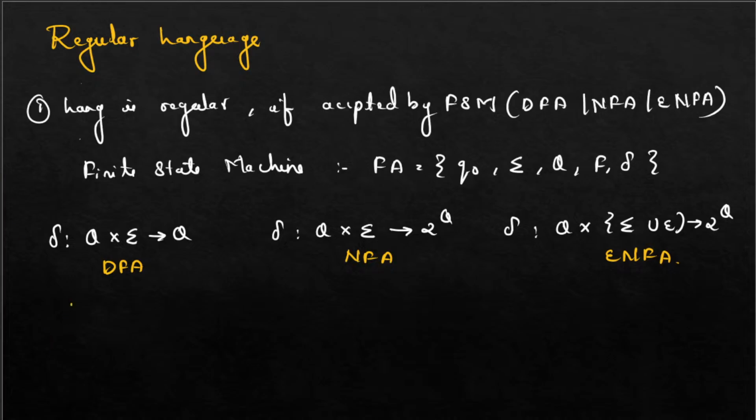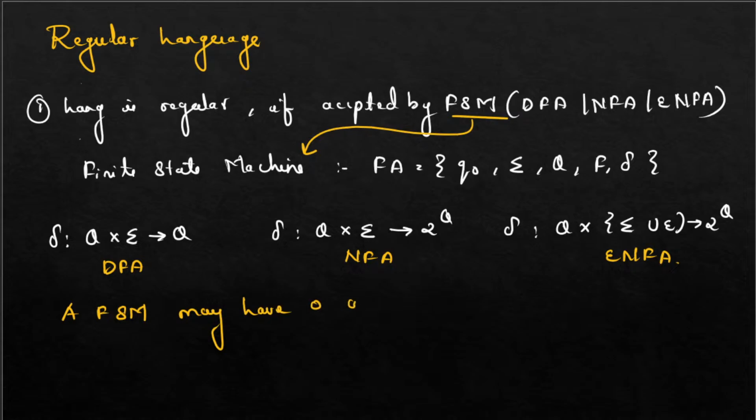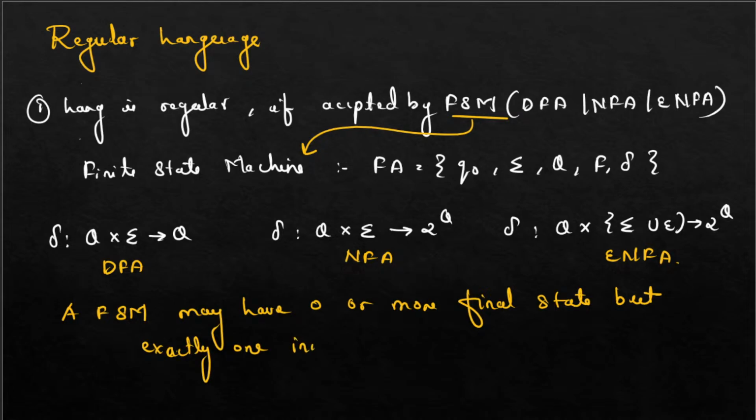Okay, and FSM, and what is FSM? This one, finite state machine. So an FSM can have 0 or more final states, but exactly one initial state. Alright, now let's note some very important points which you definitely should know if you are learning regular language.